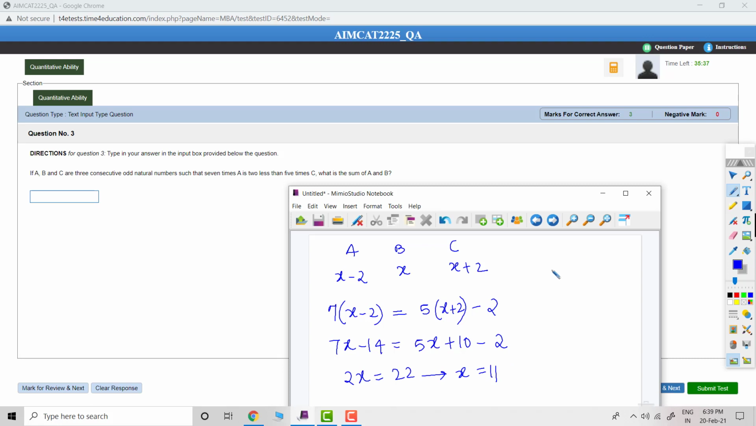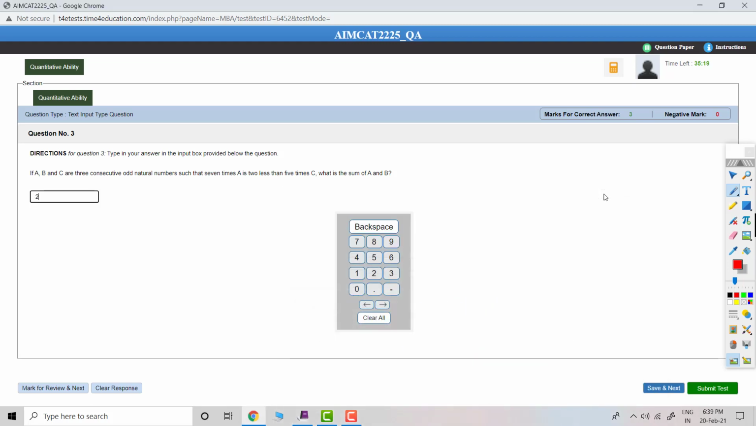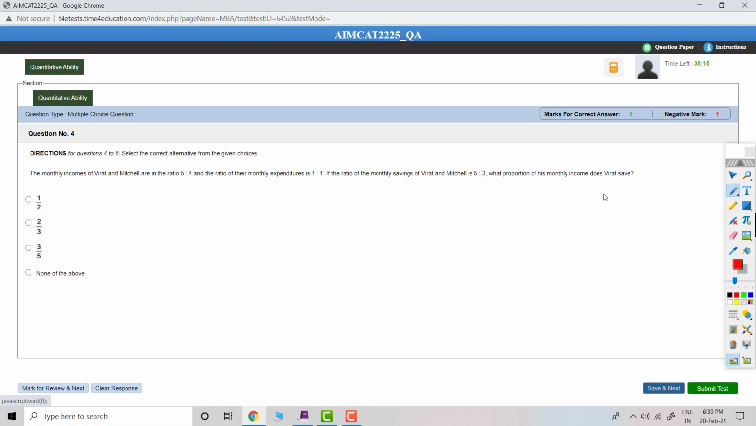Done, everyone. We are supposed to find a plus b. A plus b is equal to how much? X minus 2 plus x, that is equal to 2x minus 2, that is equal to 22 minus 2. The answer is 20. Okay, everyone. So the answer is going to be 20. Let's type here 20 and 7 next.